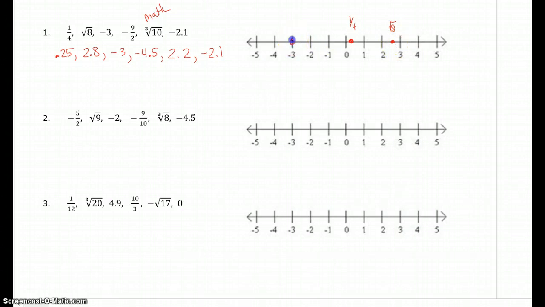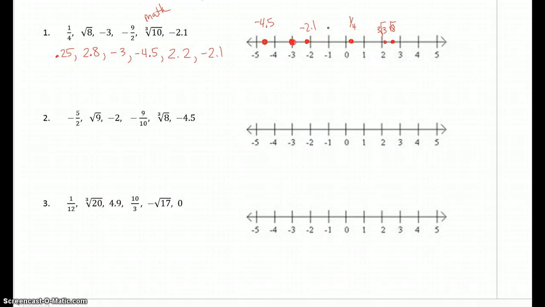Negative 3 is exactly at negative 3, so I don't really need to label that. Negative 4.5 is between negative 4 and negative 5. The cube root of 10 is 2.2, so we're going to go 2.2, so it's pretty close to 2. We're going to label that the cube root of 10. And we've got negative 2.1, so it's a little bit more negative than negative 2, so we're going to go a little bit further to the left and label that negative 2.1.